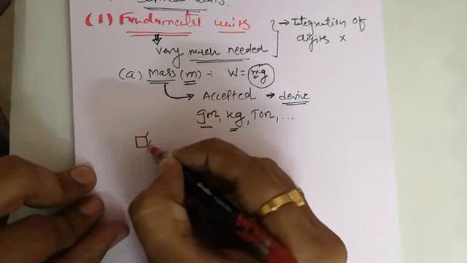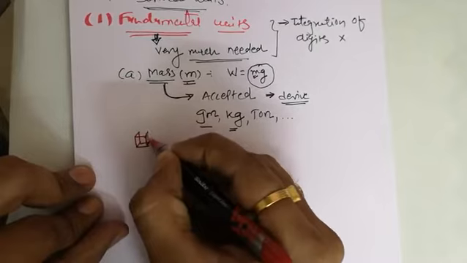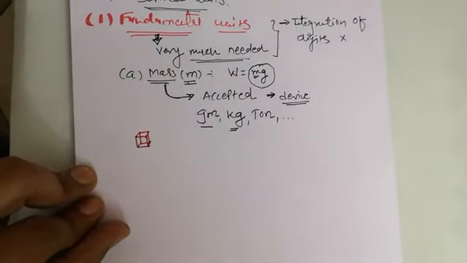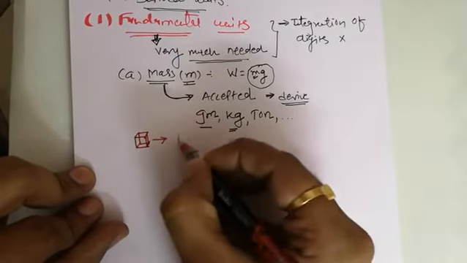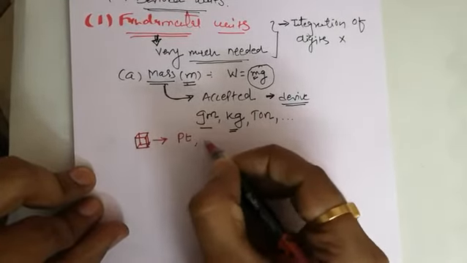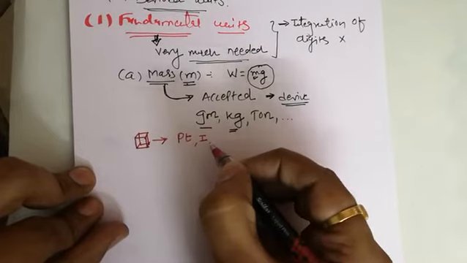Let's say I have one cuboid, and this cuboid has been placed into that two elements, platinum and iridium, are placed.